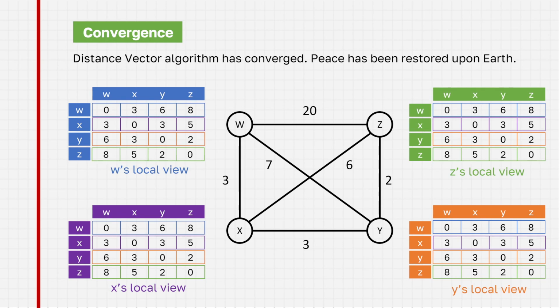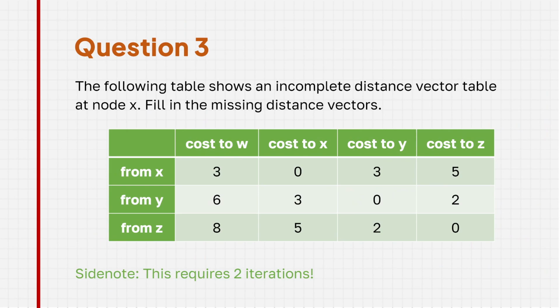Any questions? No? Okay, so in this entire algorithm, the thing to notice here is once it converges, every single node, the local views are now the same. Thus, this will actually be the result.